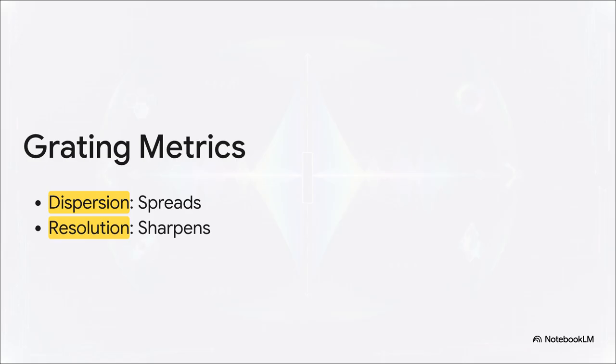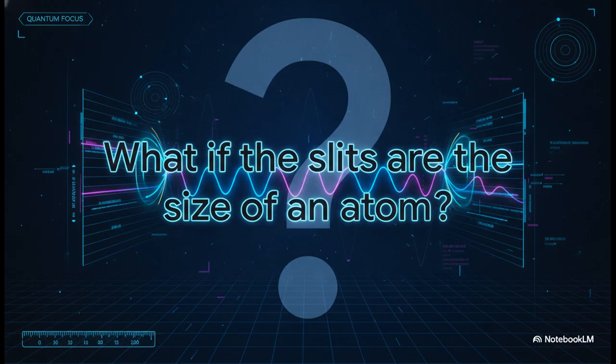Notice the formula for resolving power. R equals N times m. N is the total number of slits, meaning if you want to boost your resolution and see finer detail, you literally just pack in thousands and thousands more microscopic slits. Which brings us to a pretty massive what if. We know light bends around physical grooves on a CD, but what if the slits or obstacles in our grating aren't carved by a machine? What if they are naturally occurring planes of atoms, spaced just fractions of a nanometer apart?